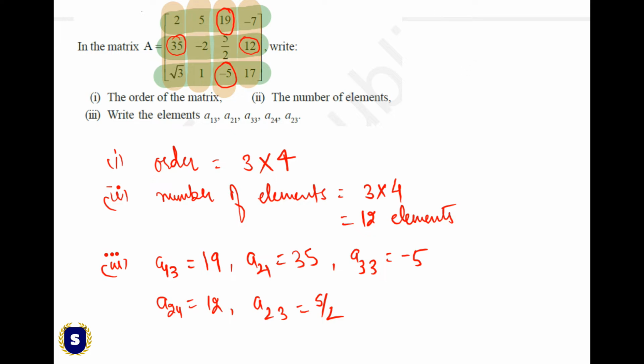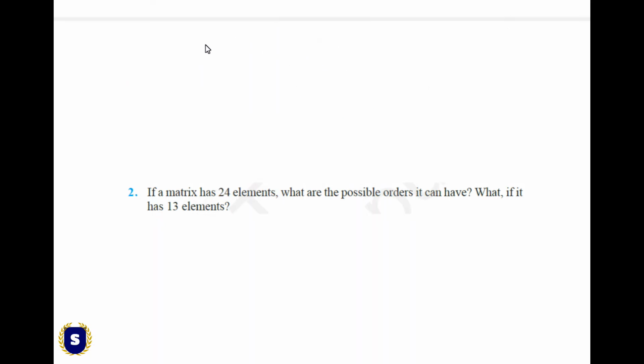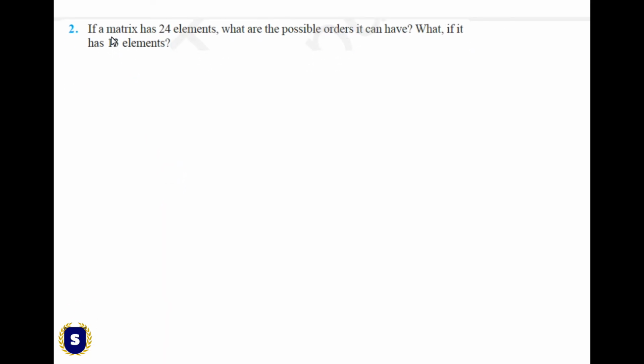Let us do our next question, second question. Okay, if a matrix has 24 elements, what are the possible orders it can have, and what if it has 13 elements? Let us draw our question. Okay. So matrix has 24 elements. Total number of elements given to us is 24.